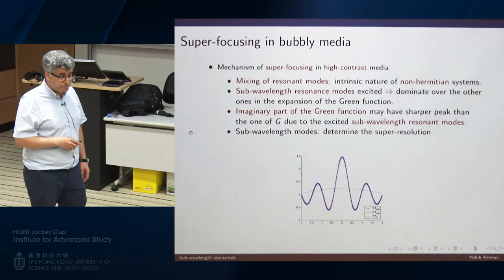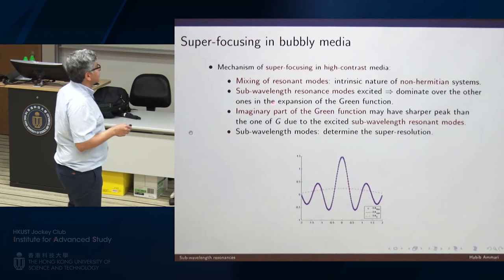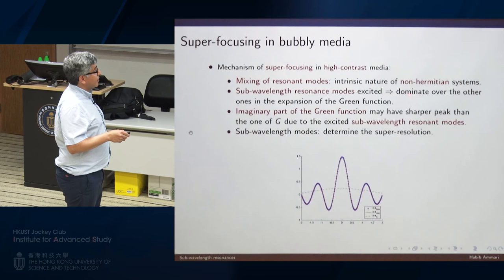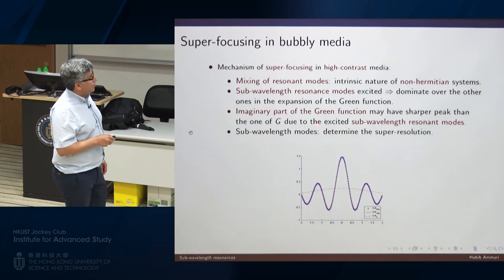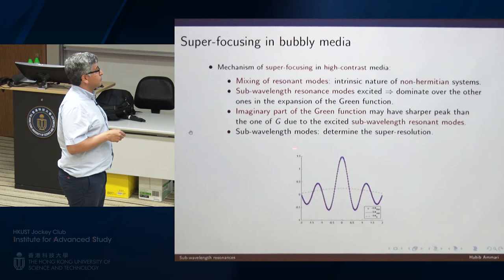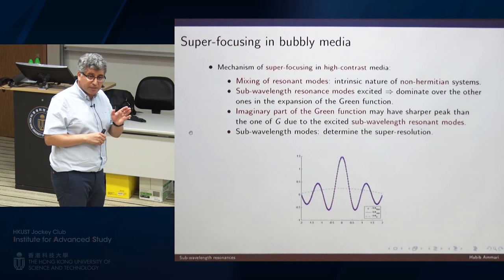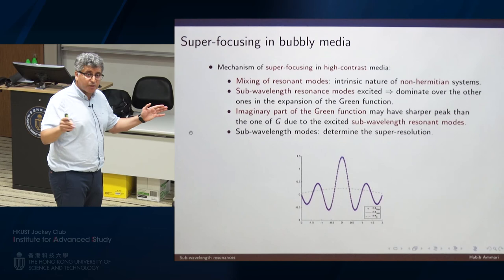Okay? So there is mixing of resonant modes, because these are non-Hermitian systems. And then subwavelength resonance modes, if they are excited, dominate over the other ones in the expansion of the Green function. The imaginary part of the Green function may have a sharper peak than the one of the free space due to these excited subwavelength resonant modes. And these subwavelength resonant modes determine the super resolution. But this is very sensitive, because you have to hit one of these eigenvalues, unless you send a broadband signal and you are sure that some resonances are there. Otherwise, you cannot achieve it. It's not robust.